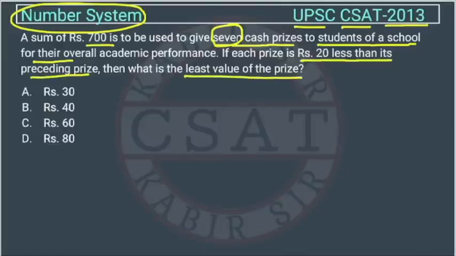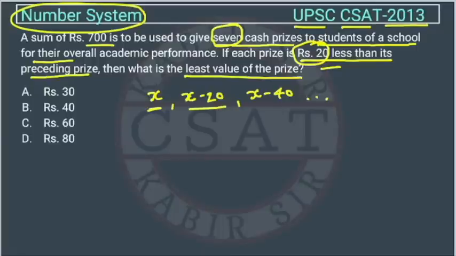Right. So suppose one student is getting X as a prize. So the second will get X minus 20 rupees as a prize, and the third will get X minus 40, right? Because each one is getting 20 rupees less. The first one is getting X, then the second will get X minus 20. So similarly it will go. So how many times? 7 times, right?